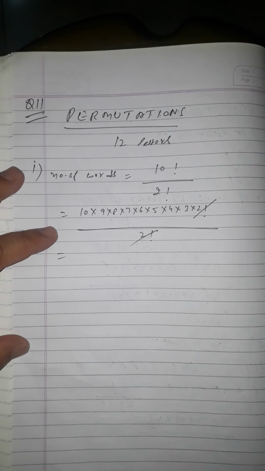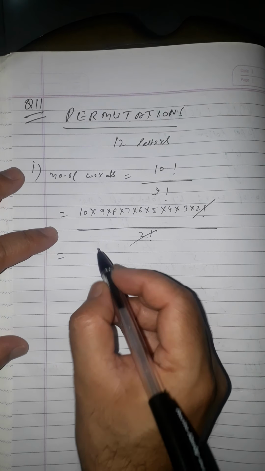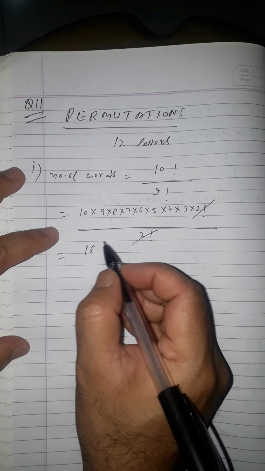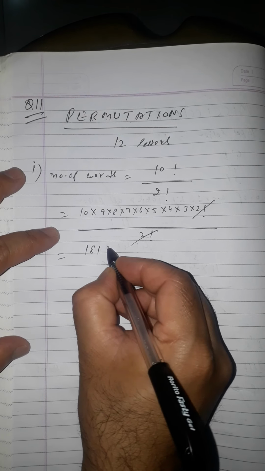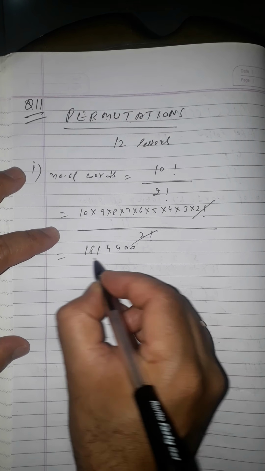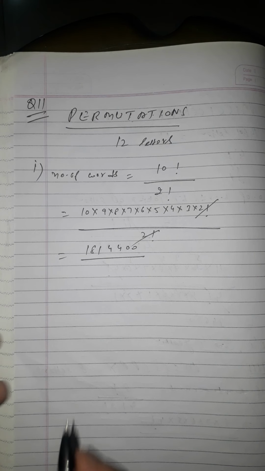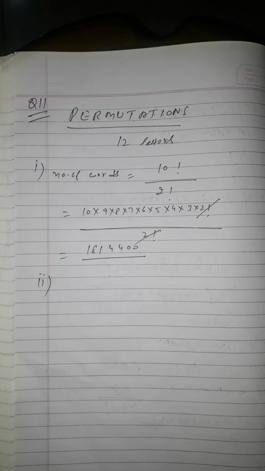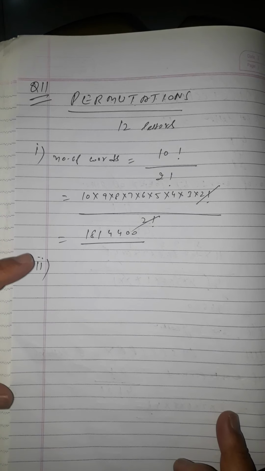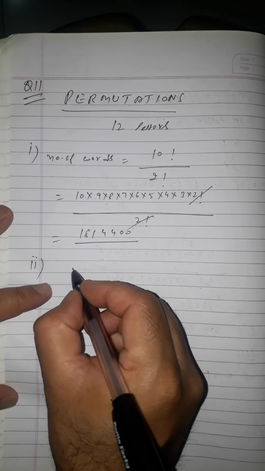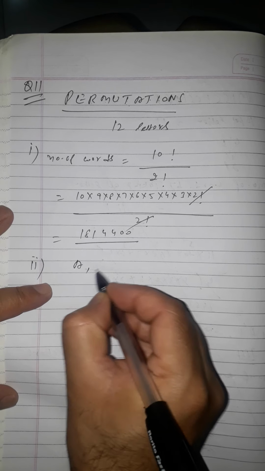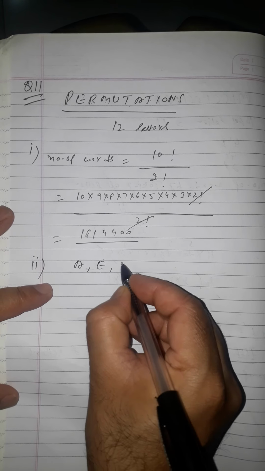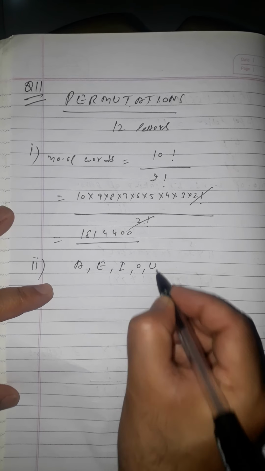We multiply them, and on the multiplication you will get 1814400, and this is the answer of the first part. Let us come to the second part students. All vowels are together. Now what will happen? We will check that the vowels are A, E, I, O, U, right?